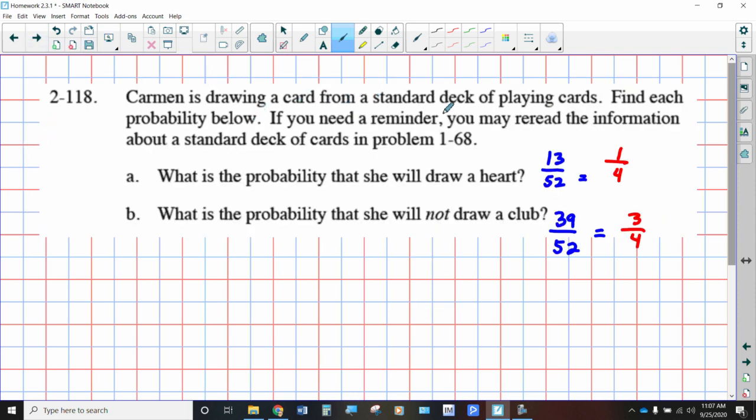Carmen is drawing a card from a standard deck of playing cards. Find each probability. What's the probability she will draw a heart? Well, we have to remember the basics of how cards work.